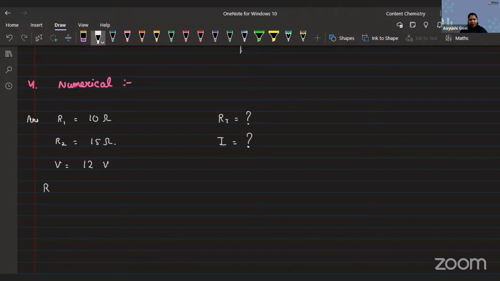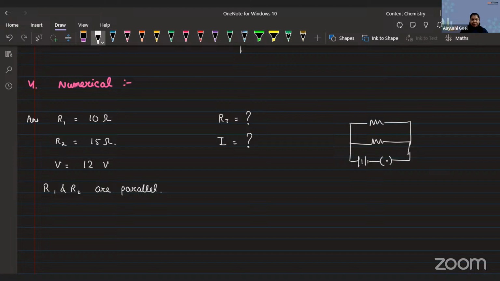Given, R1 and R2 are parallel. This type of question you will find as a 3 mark question in your paper. So how will you solve this 3 mark question? Try to draw a small diagram here. It will look better. They are in parallel. Then you can draw it with a cell and a key. If you can label it, well and good.